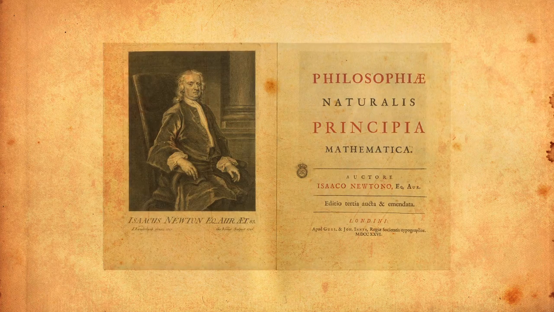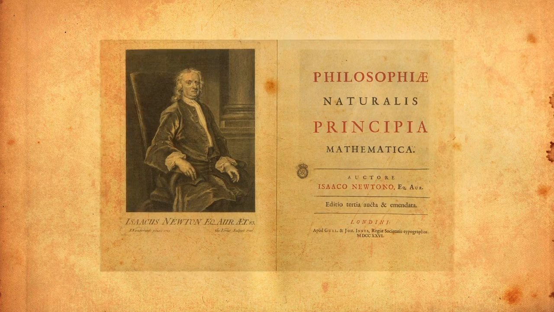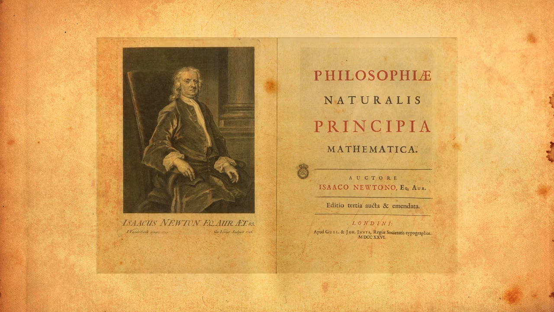In 1687, Newton was able to spell out the laws that underpinned the workings of the entire universe in his masterwork, Philosophiae Naturalis Principia Mathematica.